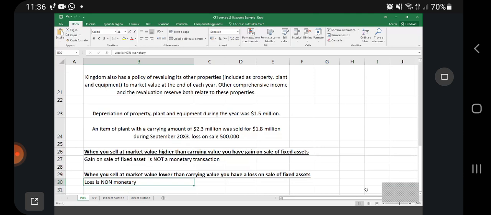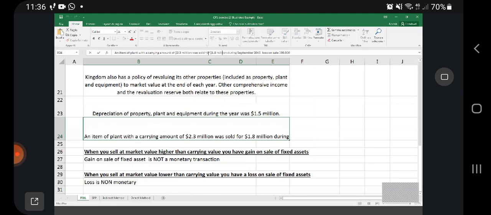Actually, you can easily understand, I'm selling at a loss over here. Loss is 500,000, and yet I am receiving $1.8 million. Okay, that is very obvious that cash is involved in there. I am receiving 1.8 million. This is the effect in the cash flow statement. In the cash flow statement, I should include a cash inflow from selling or disposal of fixed asset of 1.8 million, whereas this loss of 500,000 is not monetary.